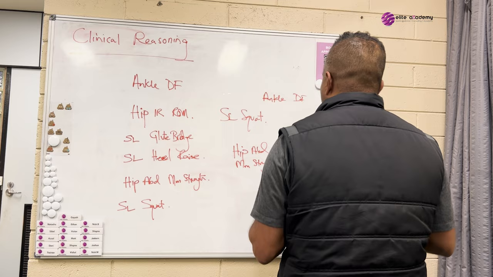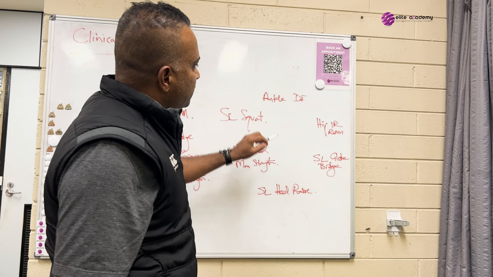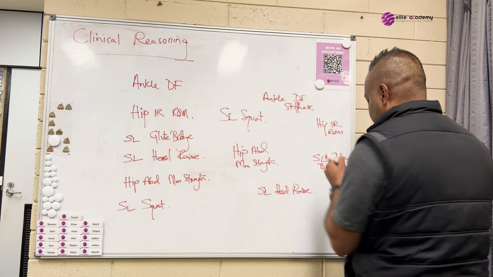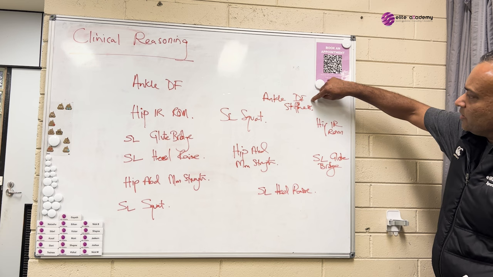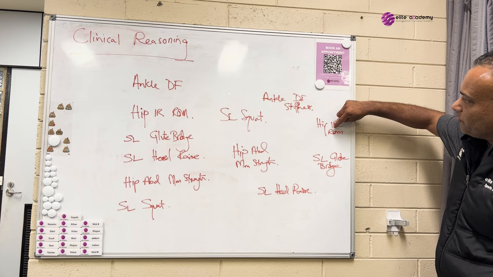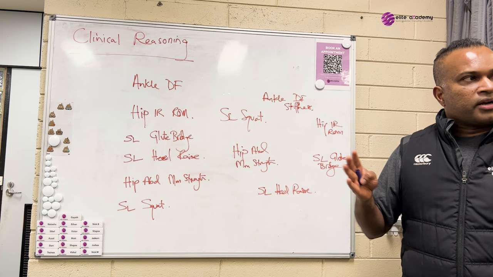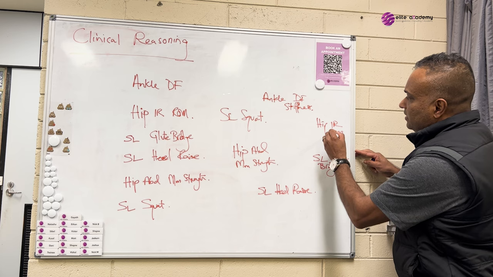The key here is we're starting at ankle dorsiflexion. What's that, stiffness, right? Yes. I'll write that down, stiffness, so we have all the terminology here. Does ankle dorsiflexion stiffness affect hip internal rotation, or does hip internal rotation range of motion affect ankle dorsiflexion? It doesn't matter if you don't get the answer right at this stage. We're just trying to see which drives which. So does this affect that, or does that affect this?